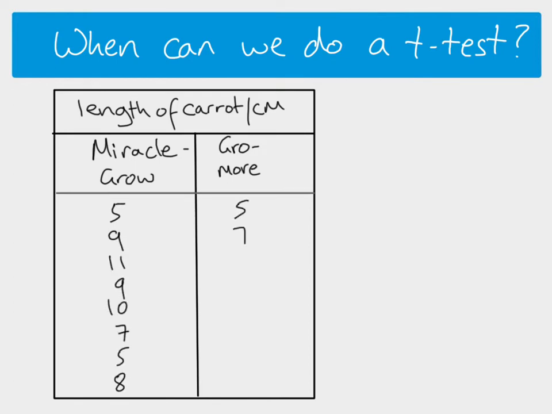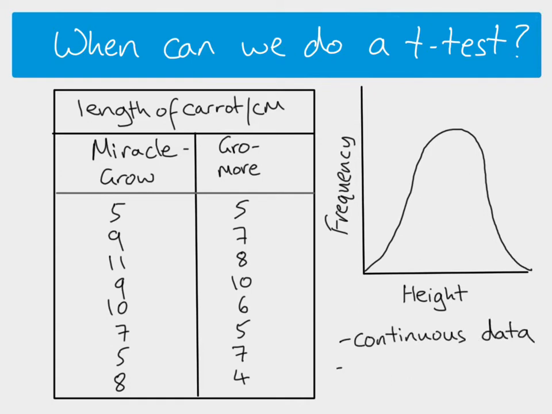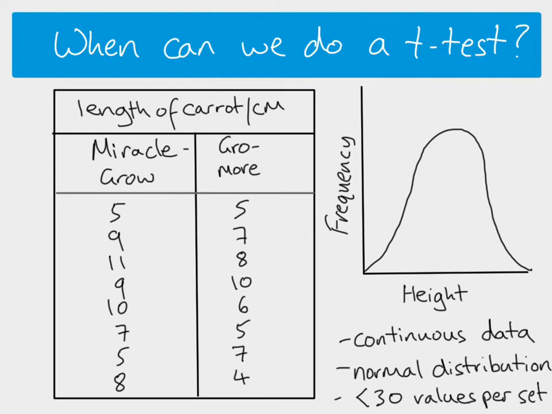Here is the data that was taken from the samples. If you plot that data, so if you take the length of the Miracle-Gro carrots and you plot it against the frequency, then you should get a roughly normal distribution. And that's the third thing that you have to have to be able to do a t-test. Each data set has to show a roughly normal distribution. So we need continuous data, so numbers or percentages. We need normal distribution for both data sets, and we have to have less than 30 values for each of the two sets. If all of those are true, then we can do a t-test.